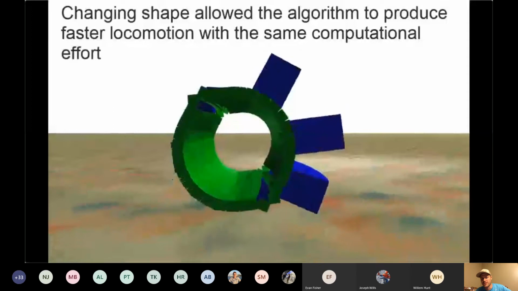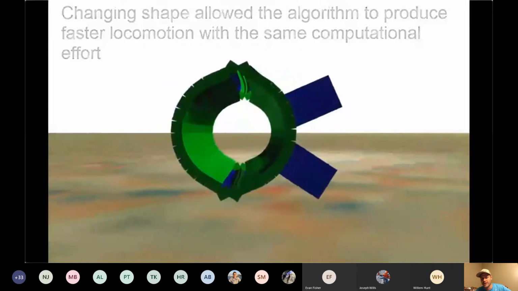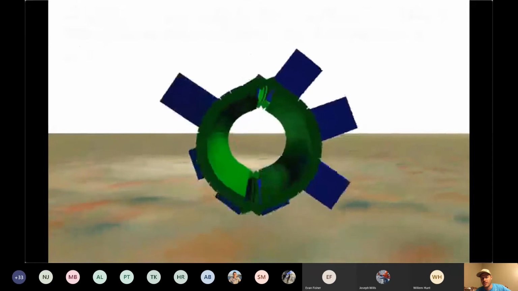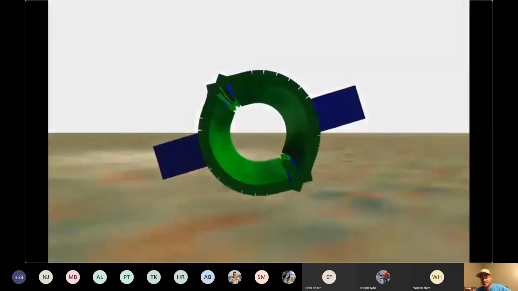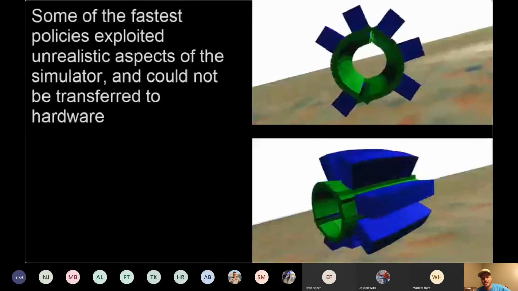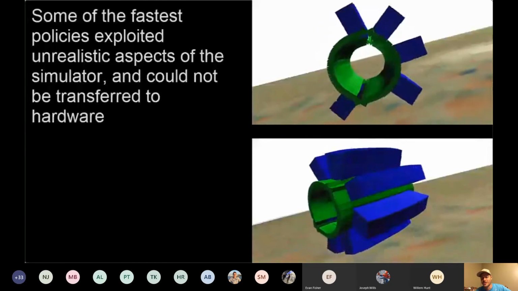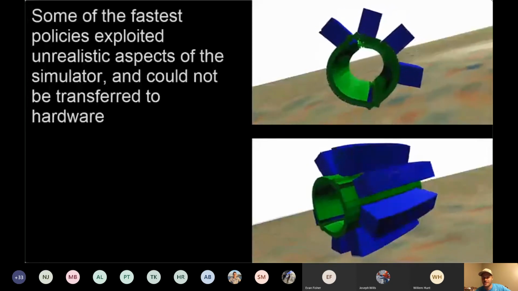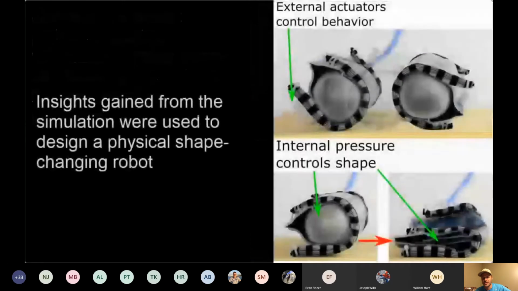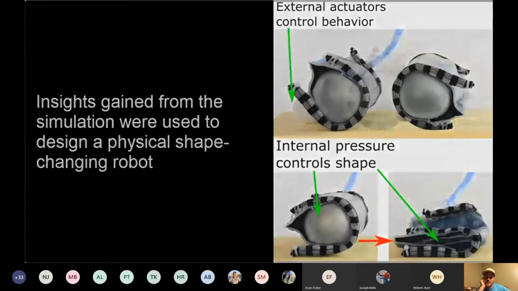So here's one that was optimized for rolling over flat ground. A little different strategy. It's actually a little bit faster. It exploits certain aspects of the simulation. And then obviously simulation isn't perfect. So here we have, it found a way to go uphill by going sideways. So here's the real robot that the hardware team at Yale built.